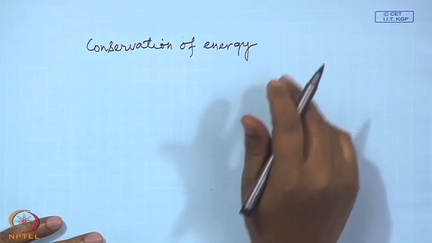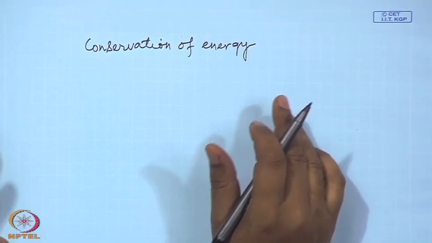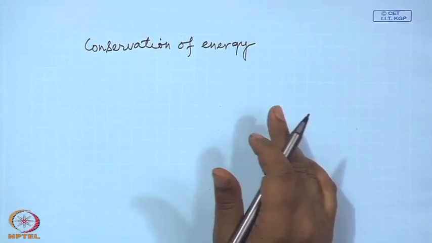Because I would like to complete the governing equations at this stage. It could have been left for later use or later application and could have been derived later when you are going to use it, but since we are deriving the equations, we would like to complete the derivation at this stage.